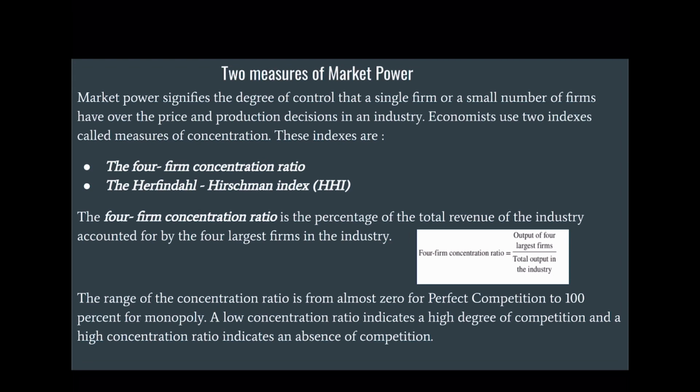The four-firm concentration ratio is the percentage of the total revenue of the industry accounted for by the four largest firms in the industry. It is calculated as the output of the four largest firms over total output in the industry. The range of the concentration ratio is from almost zero for perfect competition to 100% for monopoly. A low concentration ratio indicates a high degree of competition, and a high concentration ratio indicates an absence of competition.